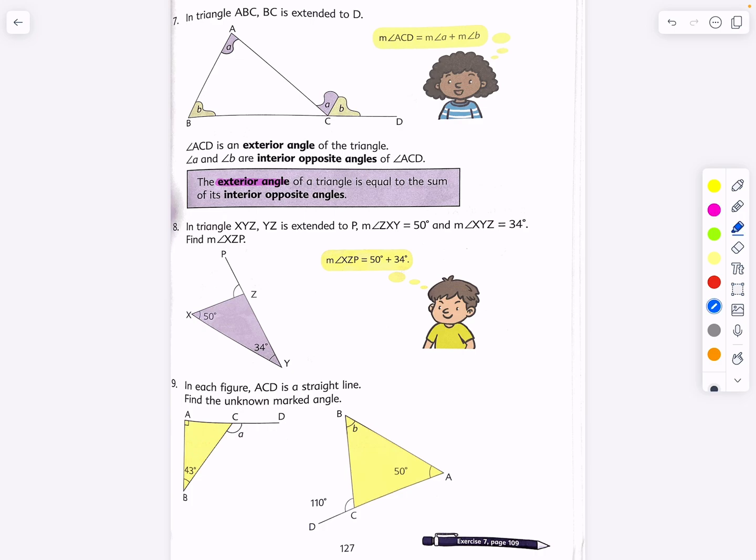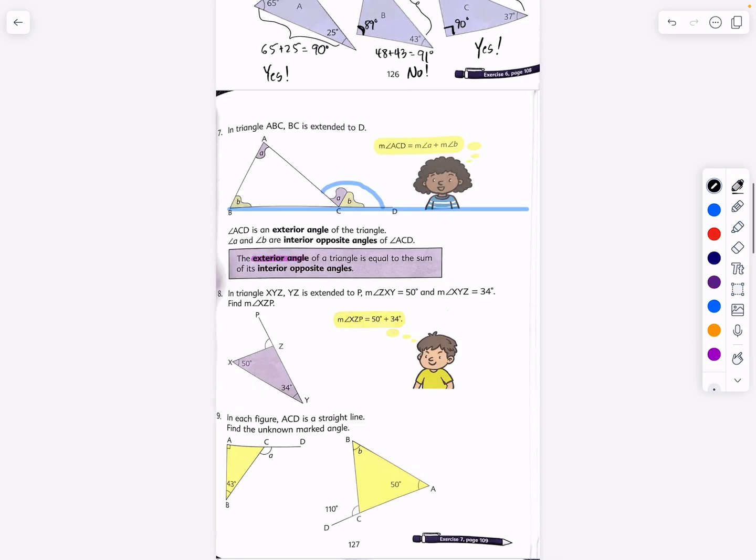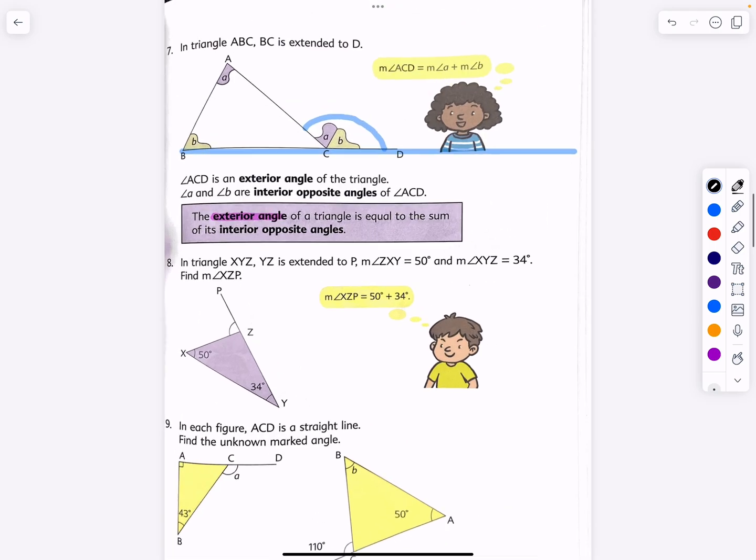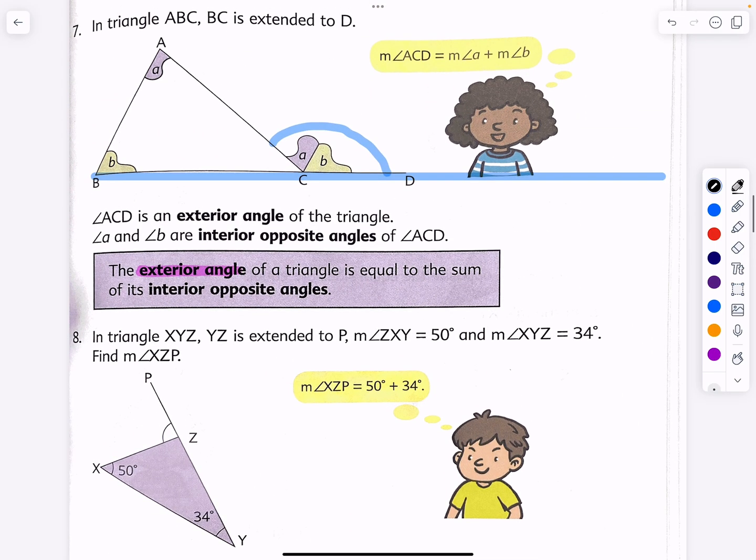If you extend a side of a shape into a line that goes on forever, notice how it creates an angle with another side. This angle in geometry is called exterior. And I think we can guess why: it's external to the shape.